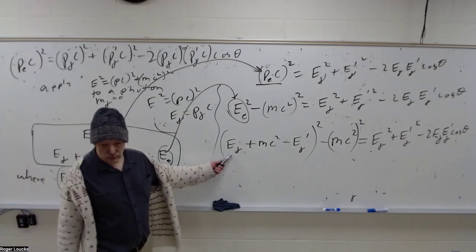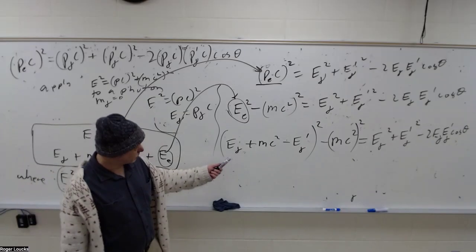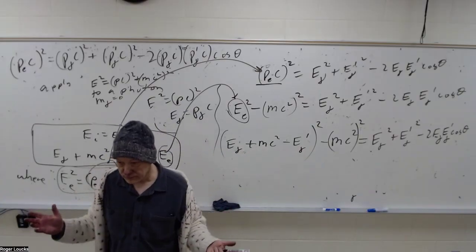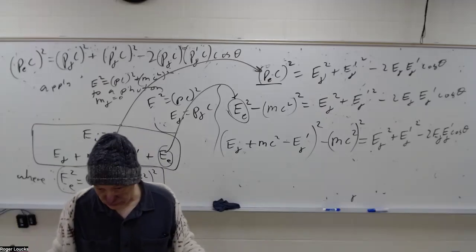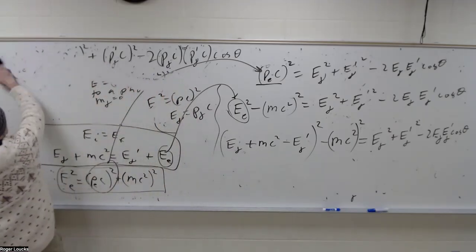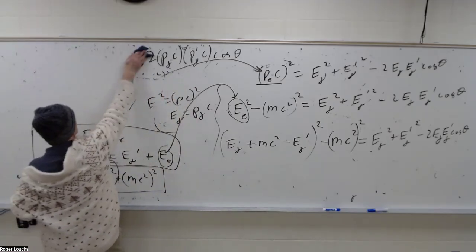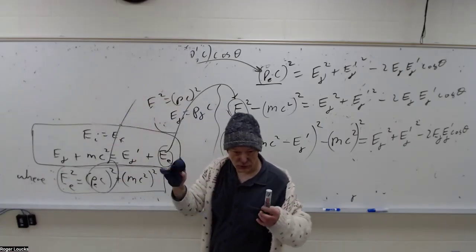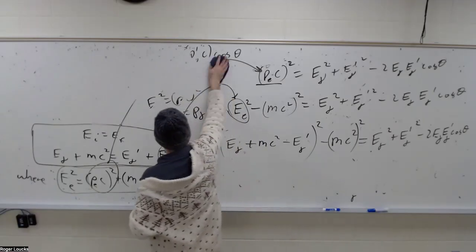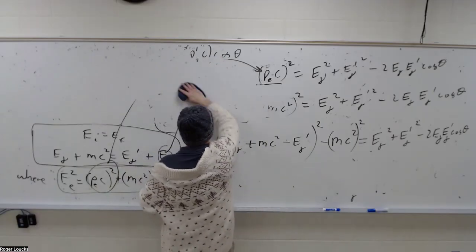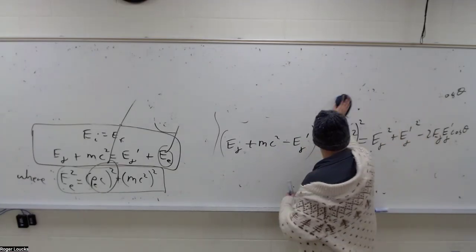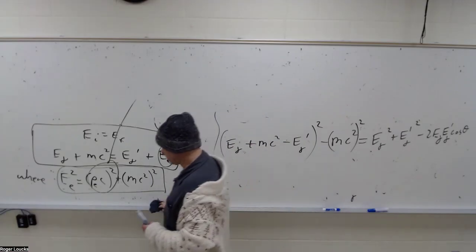Sadly, we have to square this out. So what's going to happen? You're going to get this squared plus this squared plus this squared, and then you're going to have twice all the cross terms. Okay, this is gonna hurt.